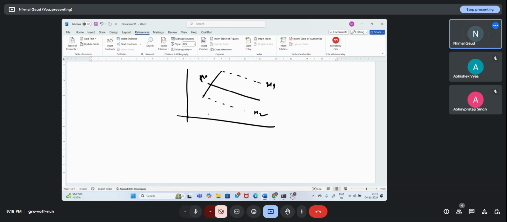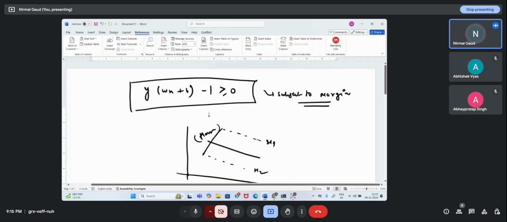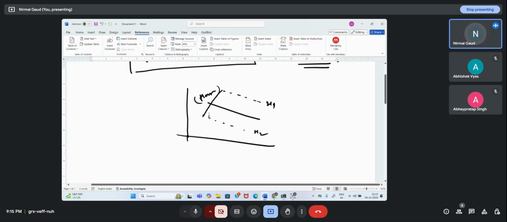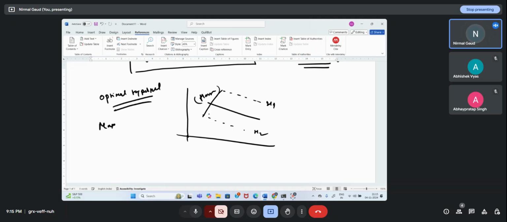This is the margin, and we are doing this maths, whatever we have learned so far, to find the optimal hyperplane. An optimal hyperplane should have maximum margin. That means the farther apart these two are, the better the separation of the data points I will have. So I want maximum margin. That's the concept for the optimal hyperplane.